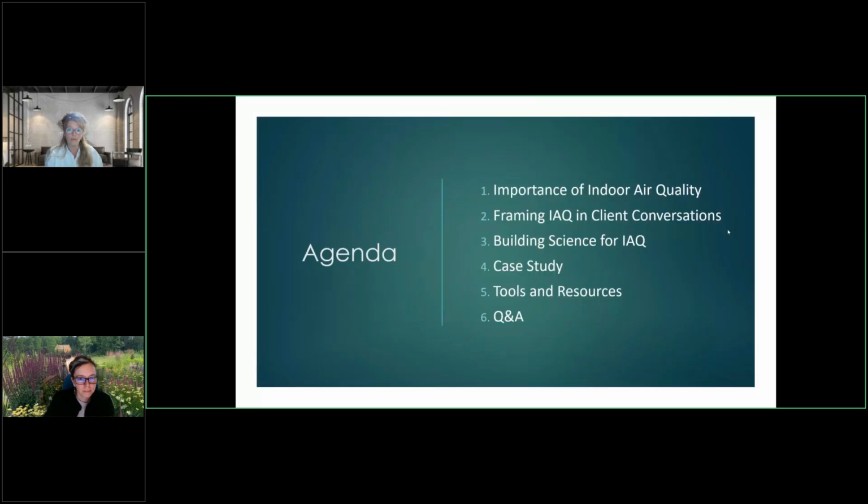So today we're going to cover the importance of indoor air quality, framing IAQ in client conversations, building science for IAQ, case study, and tools and resources. And hopefully we'll have some time for Q&A. Emily and I both have time after. So if we get to the point where we're at our hour mark, we're happy to stay on.